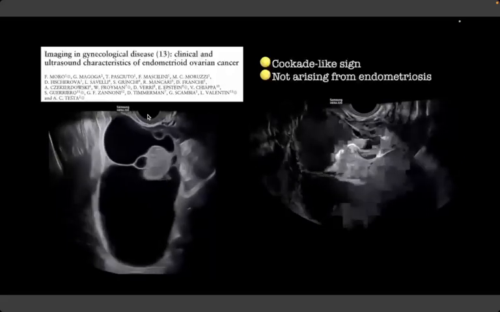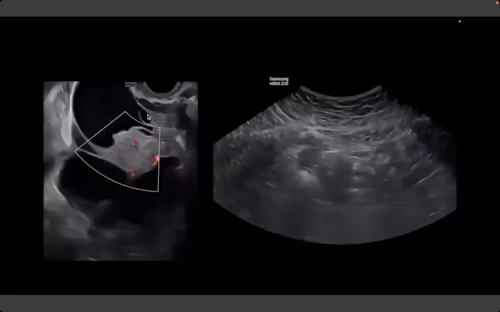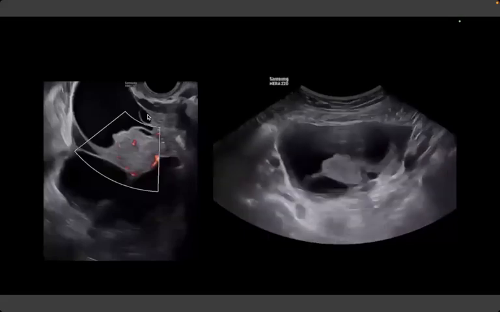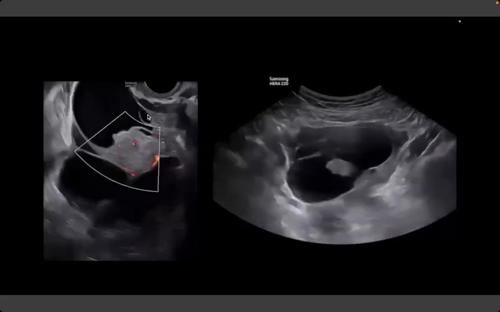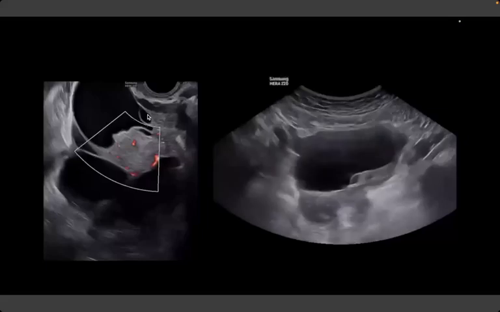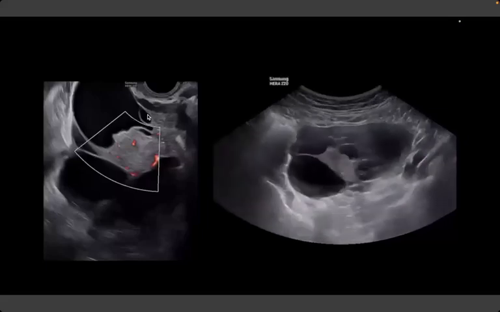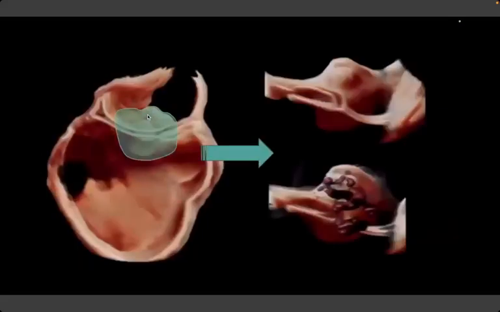The solid tissue of the cocade generally appears vascularized, as in this case with color score 3. Here we can see a focus on the cocade with a 3D rendering that allows us to emphasize this particular pattern recognition.